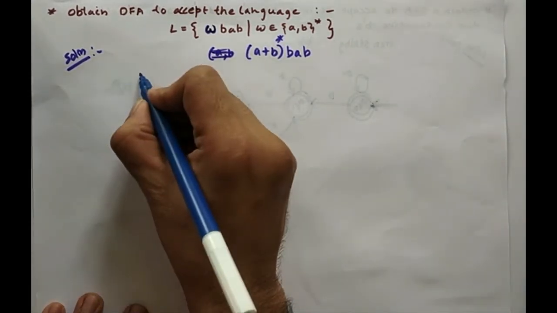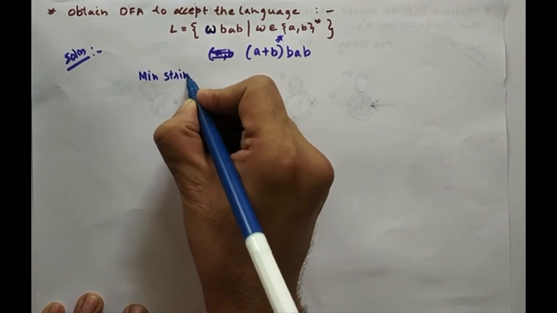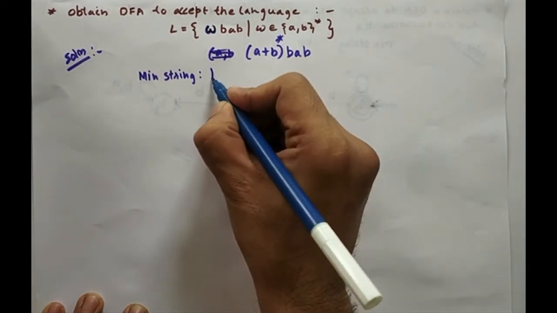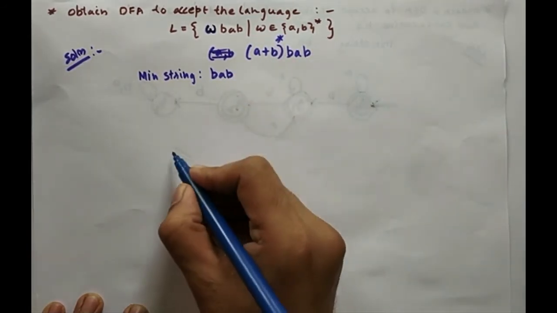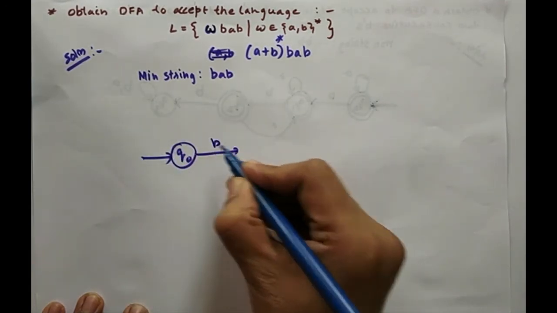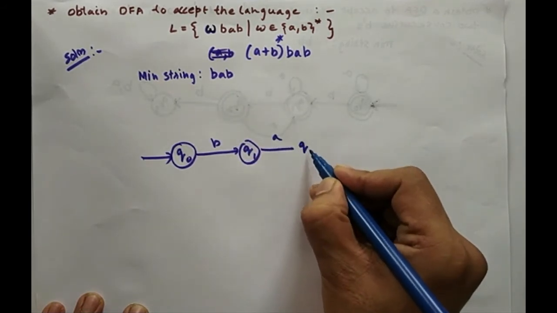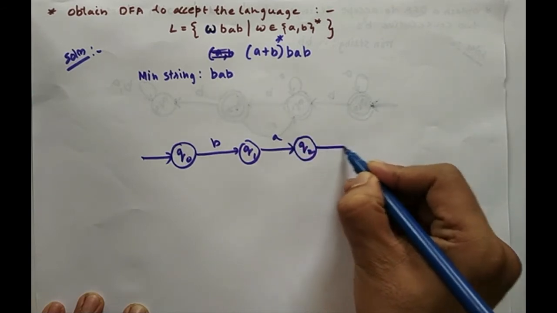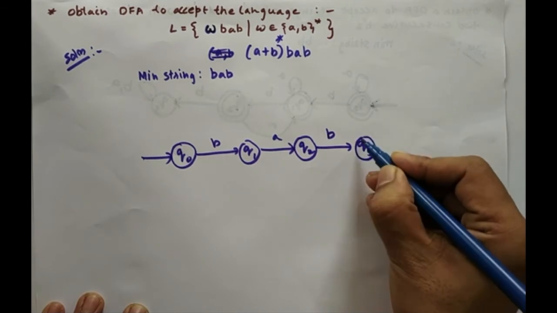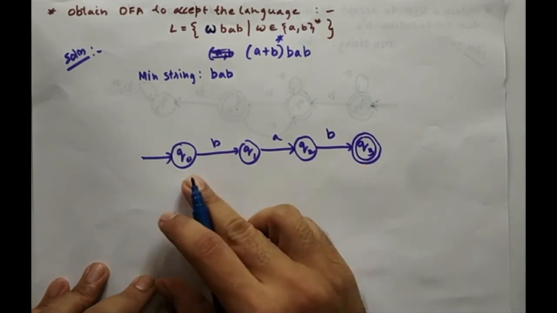Okay, so the minimum possible string in this case will be BAB itself, because W can go null. And then you draw the automata for the minimum possible string, that is B, A, and B. This should be the final state. Q3 will be the final state. So this is the minimum possible finite automata accepting the string BAB.